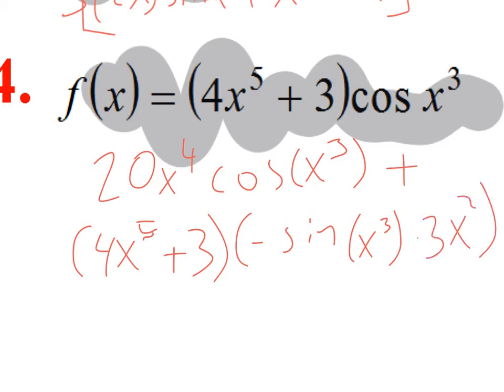Can I make that look nicer? I don't know. Yeah, you probably want to leave it like that. Possibly factor out the negative. Put a negative right here so you don't have to worry about it in here. But there's nothing else I can really think of to make it look nicer. Alrighty, let's move on.